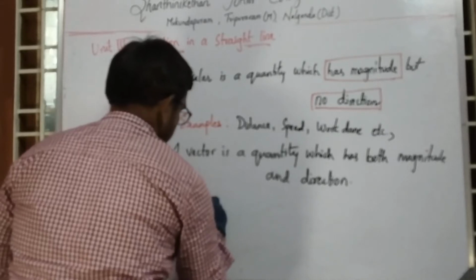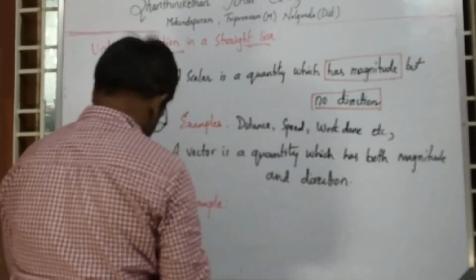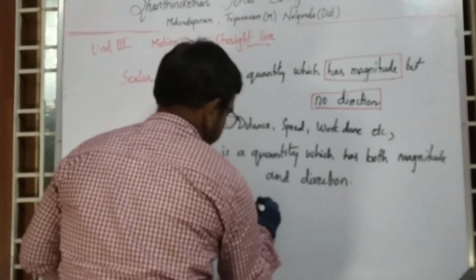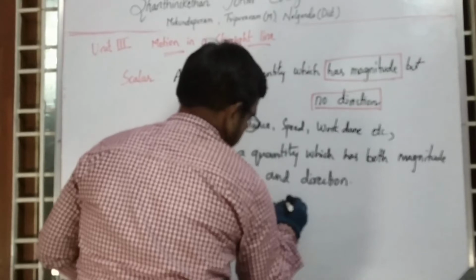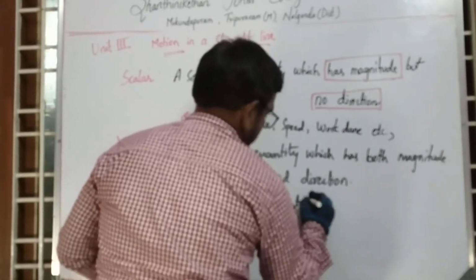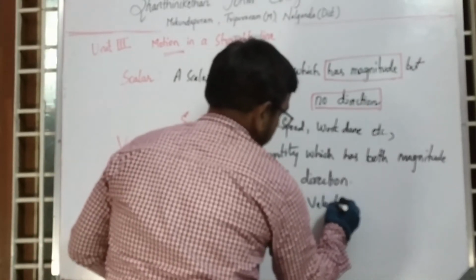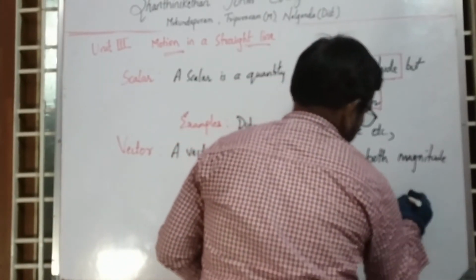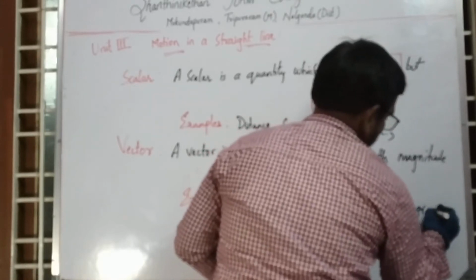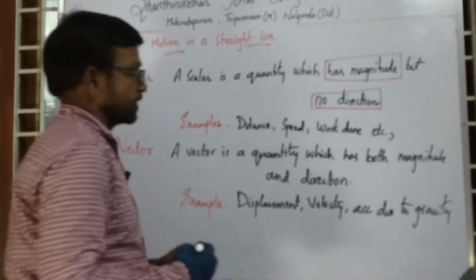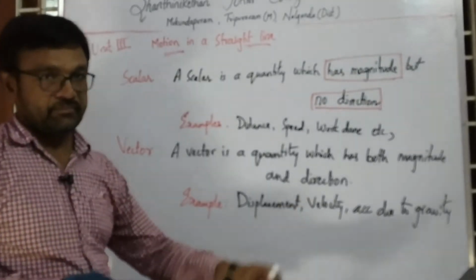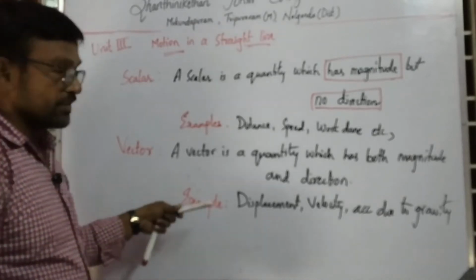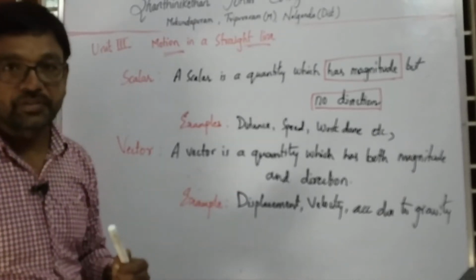What are the examples for this one? I think you all know this from your 9th and 10th class. One is displacement, one is velocity, one is acceleration due to gravity. These are all vector quantities. Why? Because they maintain some direction and they maintain some magnitude. That's why these are the examples for vector quantity.